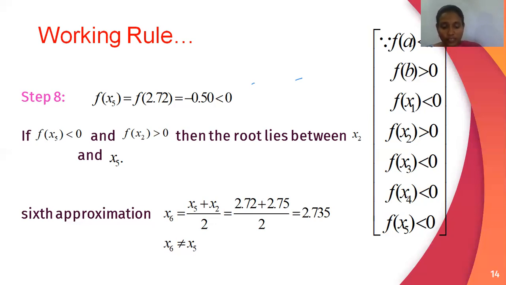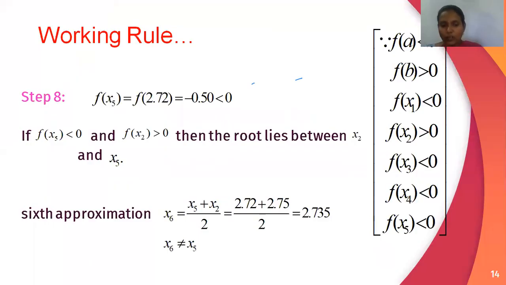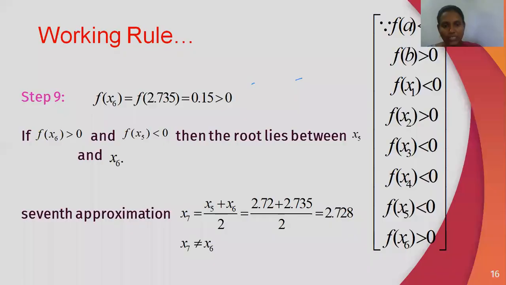So to find out the next approximation, let us take the functional value of x6. Like this, we have to continue the number of steps to get accurate results. So now find out the f of x6 value. What is f of x6? This is a positive value. F of x6 is positive.